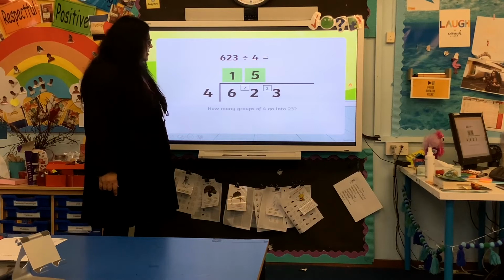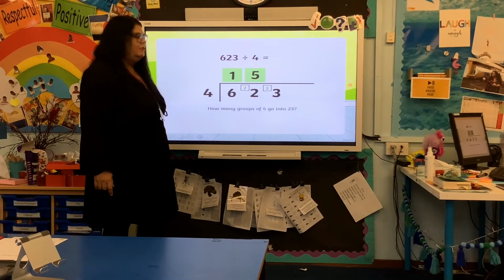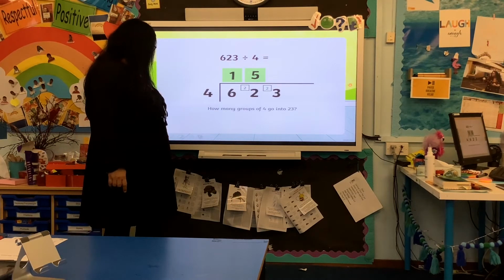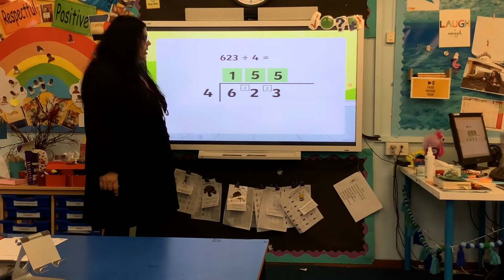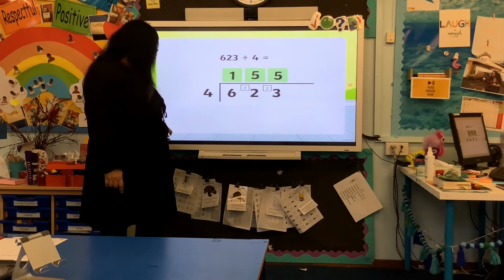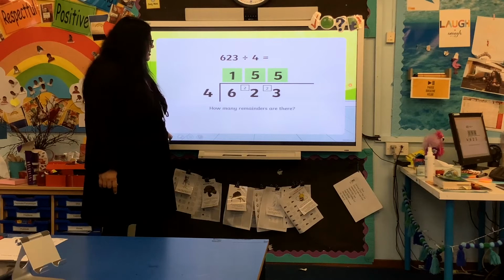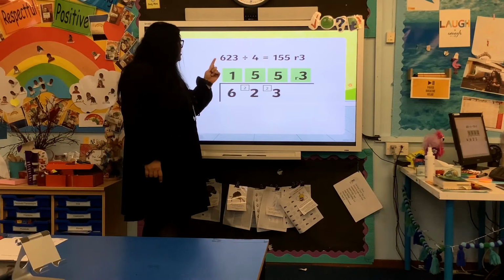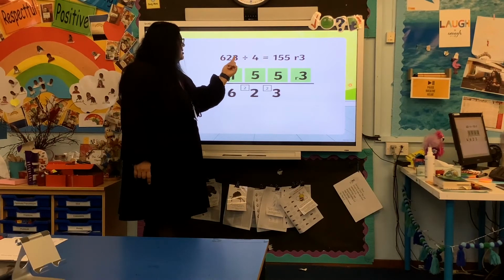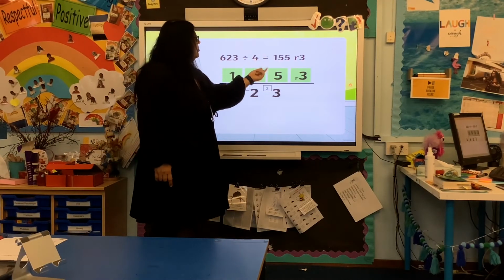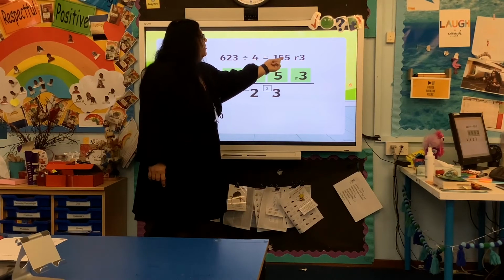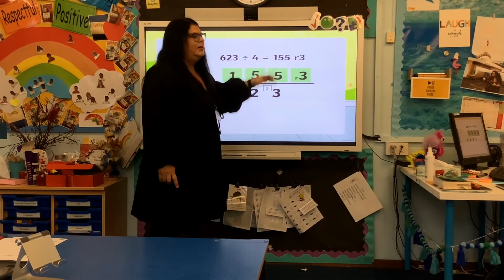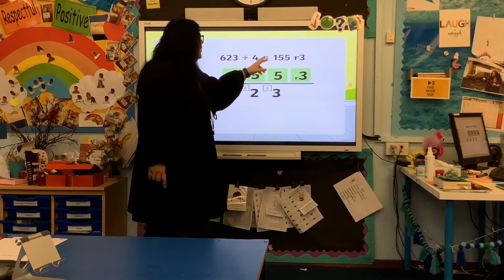Our next question is how many 4s go into 23? Well, that's still going to be 5, and that got us to 20. So our remainder is going to be 3, and then we write our answer. So 623 divided by 4 equals 155, remainder 3. So there's 3 left over that won't fit into there.